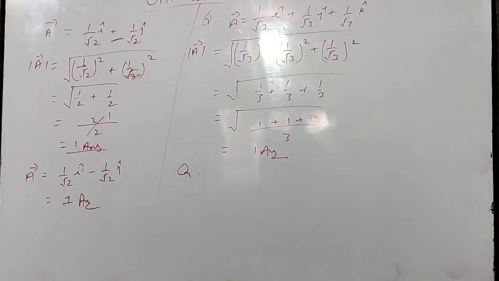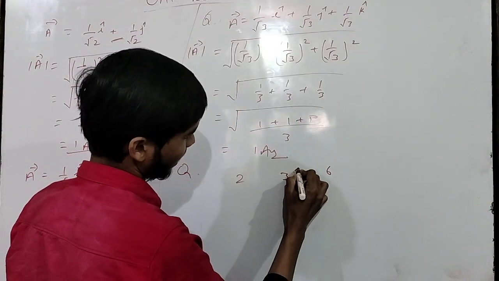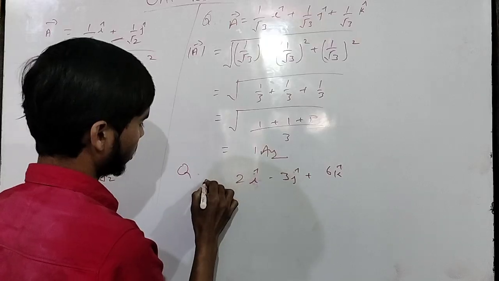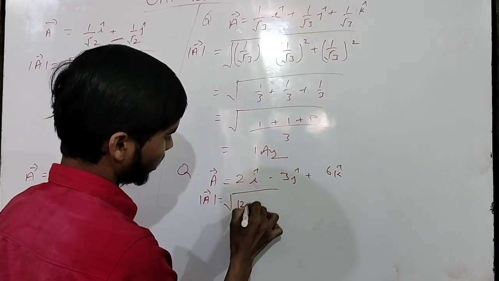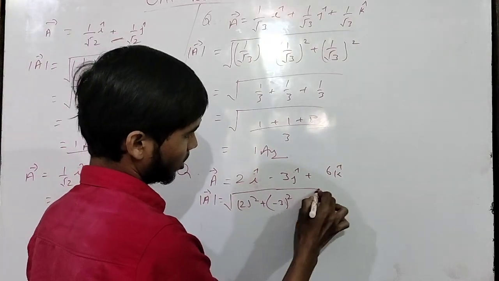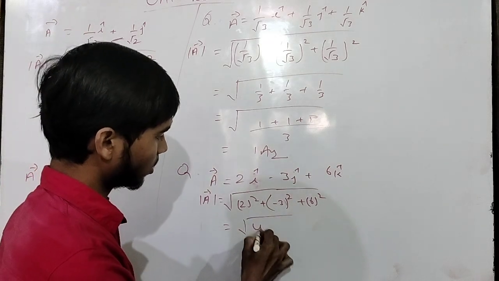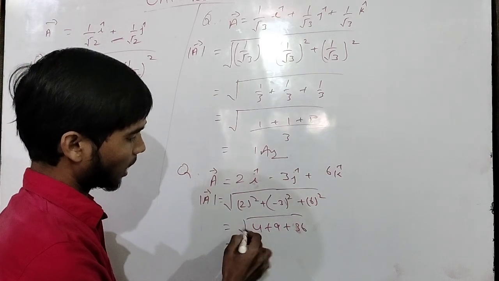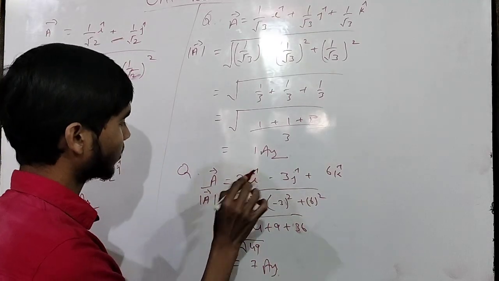Now next question: 2i cap minus 3j cap plus 6k cap. So 2 squared plus (minus 3) squared, then plus 6 squared. From this we will get the magnitude of this given vector. 2 squared is 4, 9, 36. 9 and 4 is 13, plus 36 is 49. This is a perfect square of 7. 7 is the magnitude of this given vector.